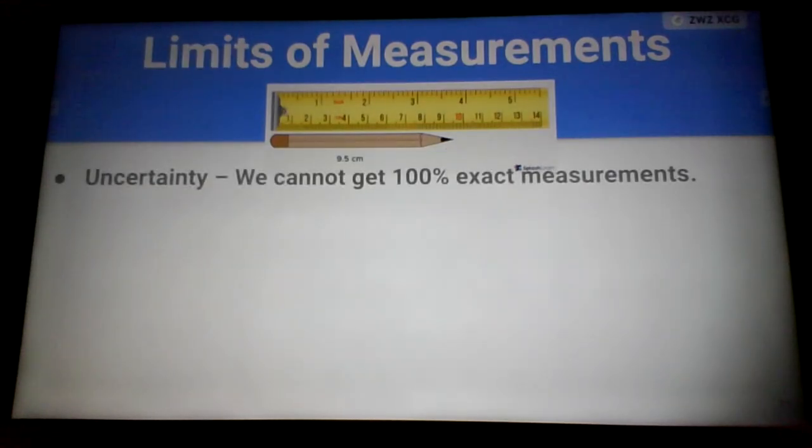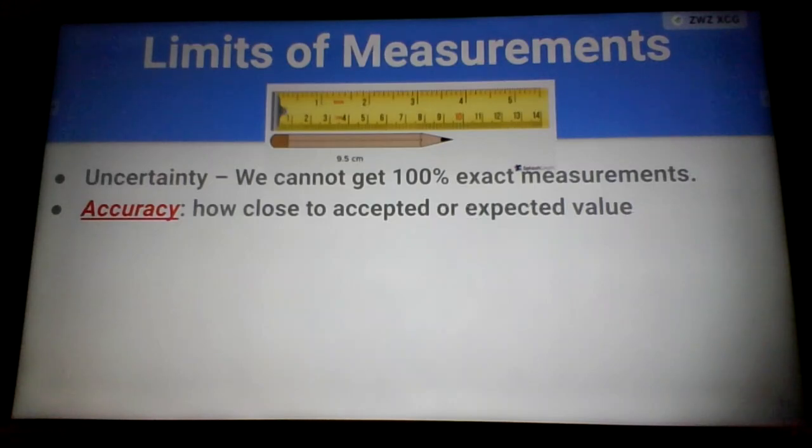We can't get 100% exact measurements, and I just gave you a few reasons why. Weather conditions may affect certain materials that the measuring instrument is made of. In very hot temperatures, some materials tend to expand just a little bit, and in cooler temperatures, those same materials may contract just a little bit. So they're not exactly the same every time.